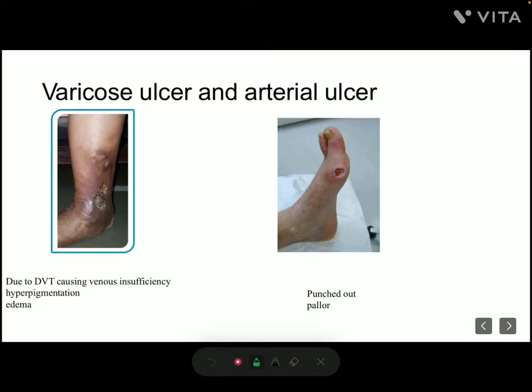Okay, as you can see, this is a varicose ulcer. So the name is varicose ulcer, but it is a kind of misnomer. Varicose veins have nothing to do with varicose ulcer. Varicose ulcer is due to venous insufficiency caused by deep venous thrombosis. DVT is going to cause venous insufficiency, and that causes varicose veins.